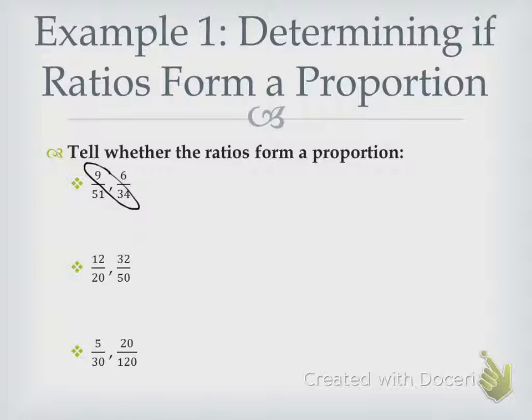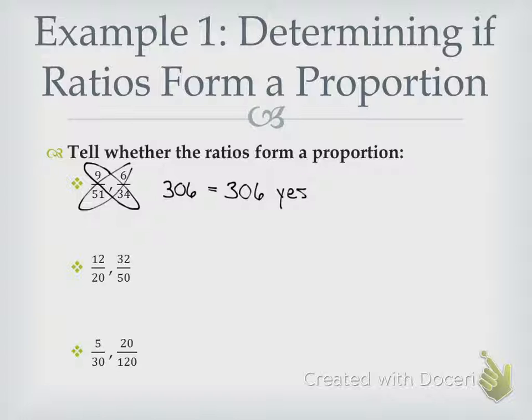So everybody together, I want you to get out your calculators and multiply with me these cross products. 9 times 34 gives me 306. So that means if 6 times 51 is 306, then it's a proportion. If it's any other number, then it's not a proportion. So what's 51 times 6? It's 306. So I would say yes.